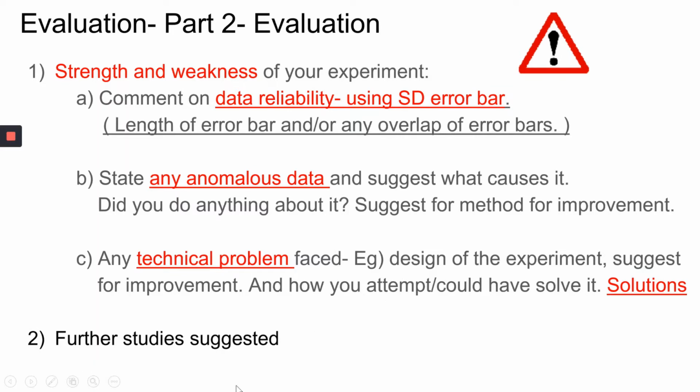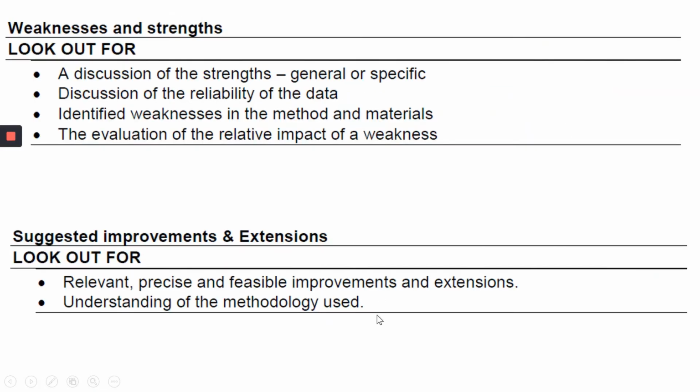And the next part is further study suggested. This is extracted from the examiner report. What are the examiners looking for? Discussion is very important. As you can see, there are three score band levels in this criterion. The big difference between them is that one is very superficial: you just state it, outline it. The next level is you describe it. And the next level is you discuss it and elaborate on it, including the general and specific parts.